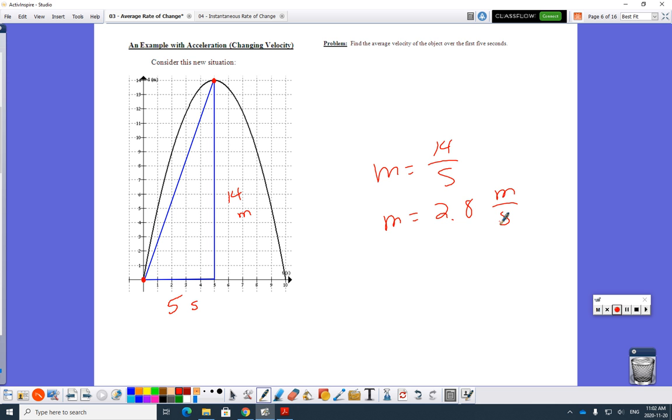By the way, it's handy to have a name for this line that connects up 2 points on the curve like this. This line is called a secant.